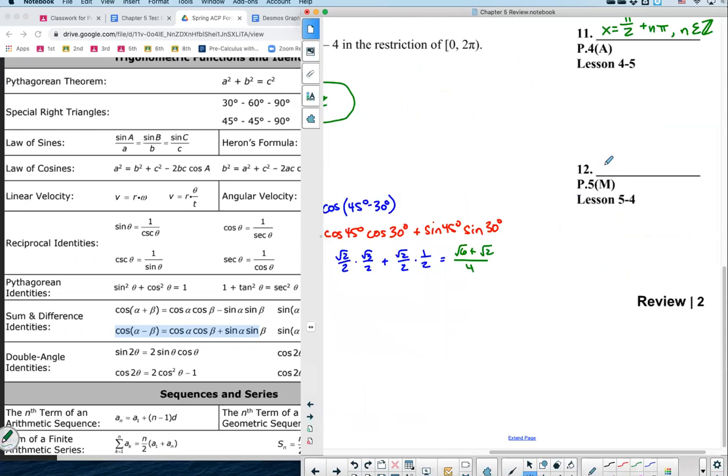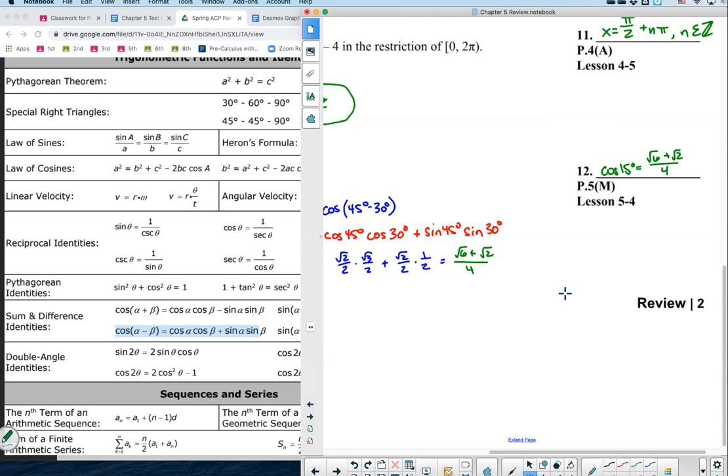So cosine of 15 degrees is the square root of 6 plus the square root of 2, all divided by 4. And you can check that in the calculator. It should add up perfectly.